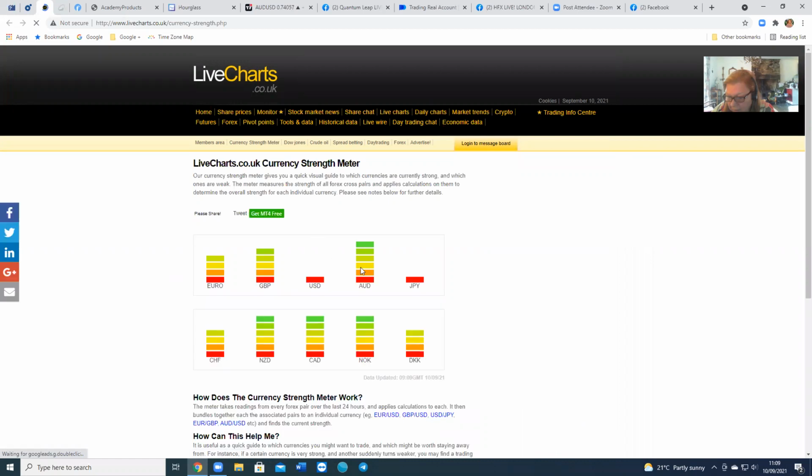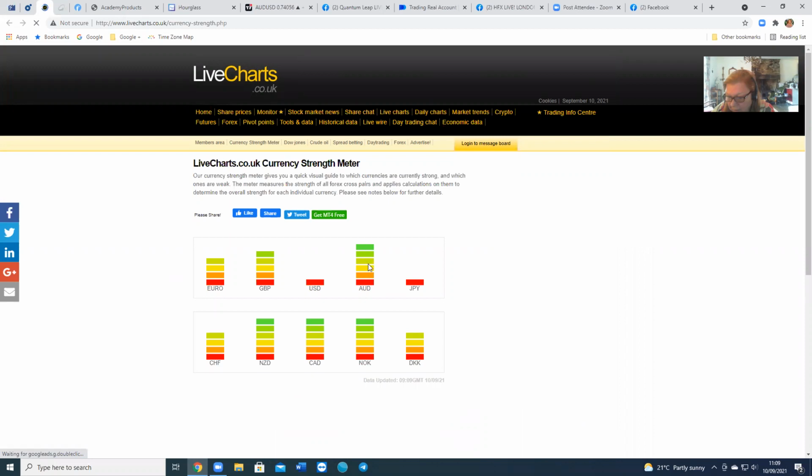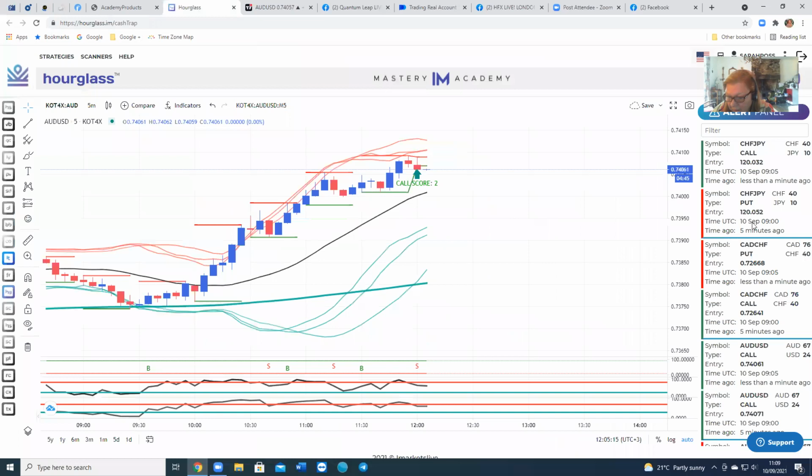Every time I come back to the currency strength meter, I like to check it again, because these bars can move. So we can see we've still got a very strong Australian dollar to US dollar, no change there. So don't rush your trades. We don't need to rush our trades.